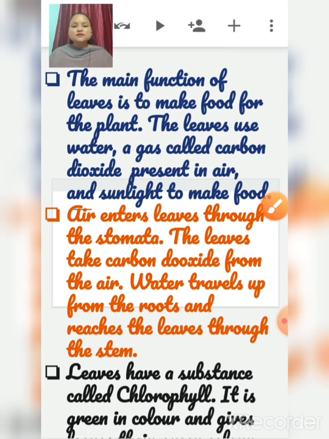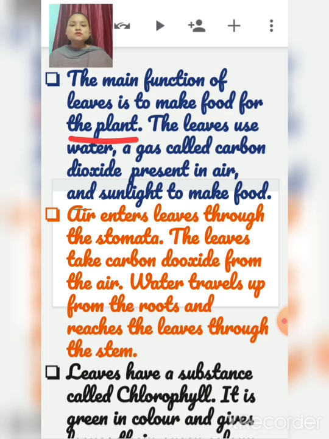Now what is the function of the leaf? The main function of the leaf is to make food for the plant. A very important function. Leaf is the kitchen of a plant. The leaf is the place where food is prepared.